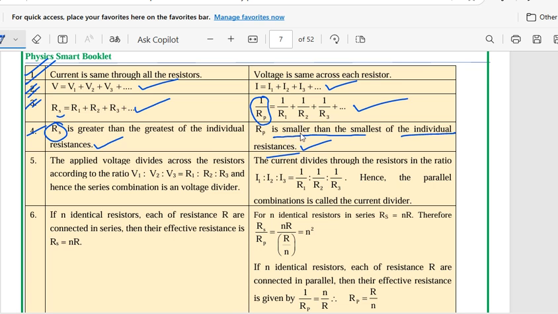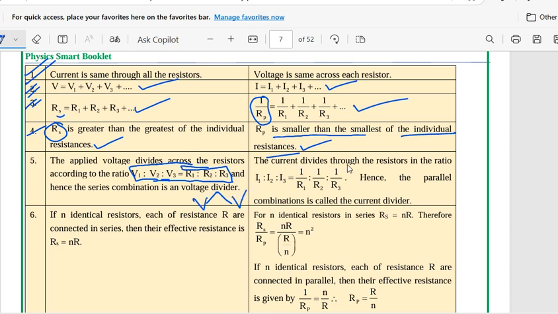Now, the applied voltage, whatever voltage is applied, divides across the resistors according to the ratio V1 : V2 : V3 = R1 : R2 : R3. It is in the form of a ratio like this. And hence a series combination is a voltage divider.